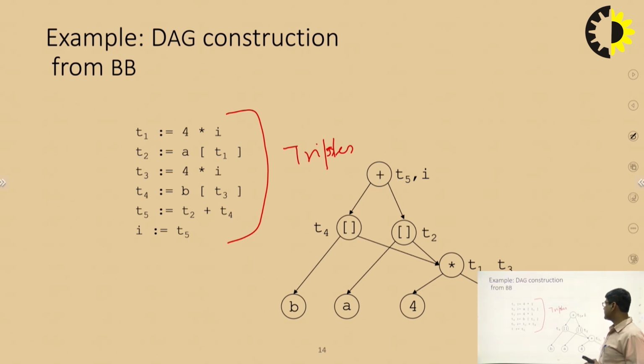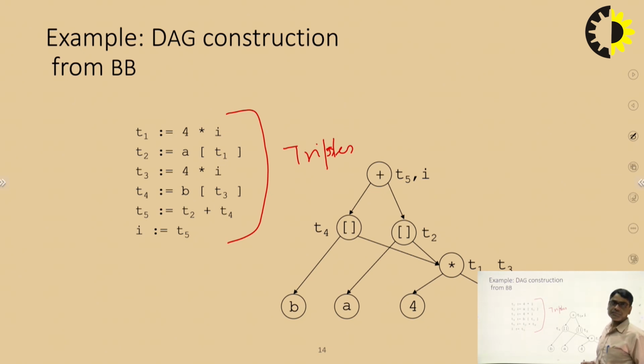Then again you will see that T5 and I both will generate the same value. So what do we have to do? We just eliminate T5, because I is the important or significant variable of the program, since it is used further.